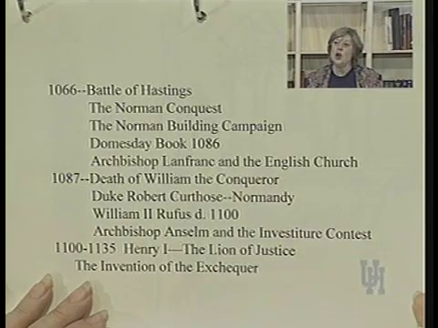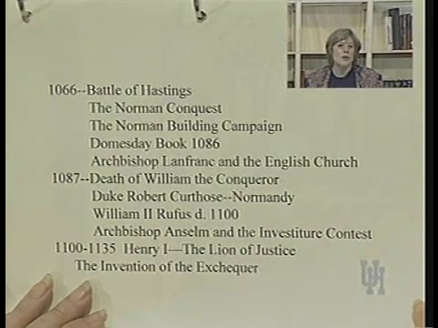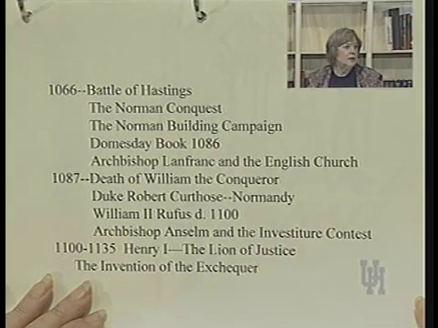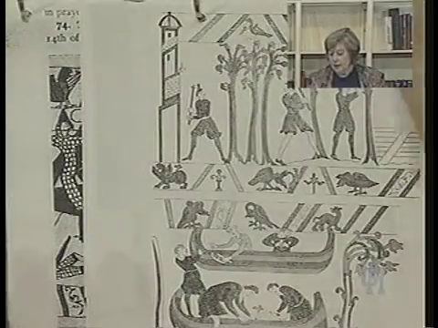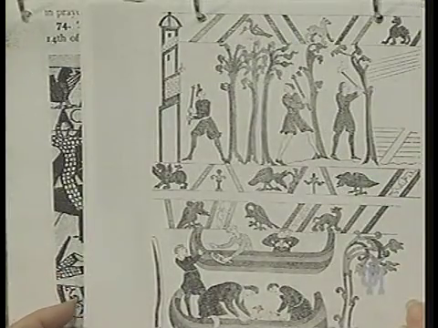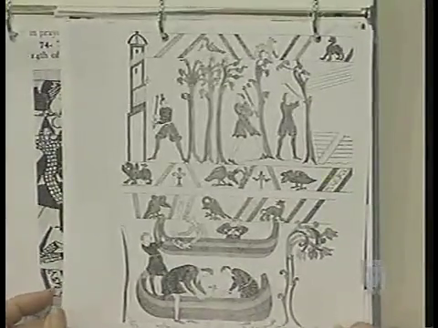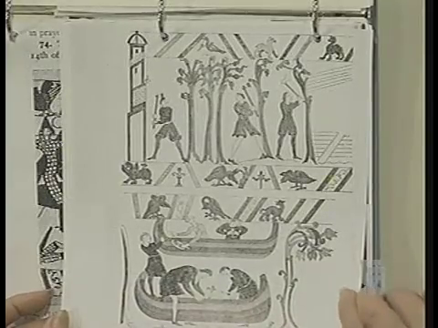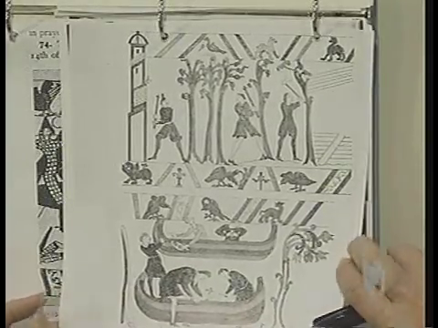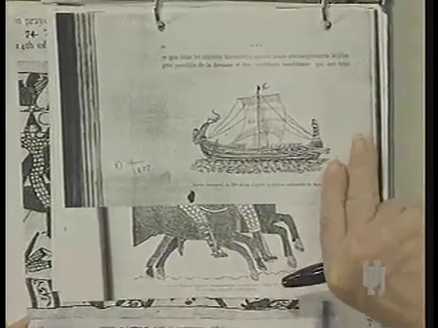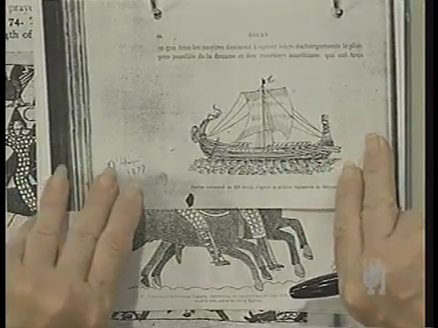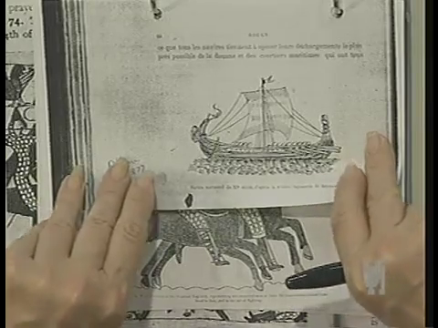It's called the Exchequer because the money was counted on a checkered cloth with counters, like an abacus, and that's why it's called the Exchequer. Here are the Normans in Normandy building their boats. They're chopping down trees and building the boats to carry out the Norman Conquest. Here is the ship with a square sail that they built to sail across the Channel.